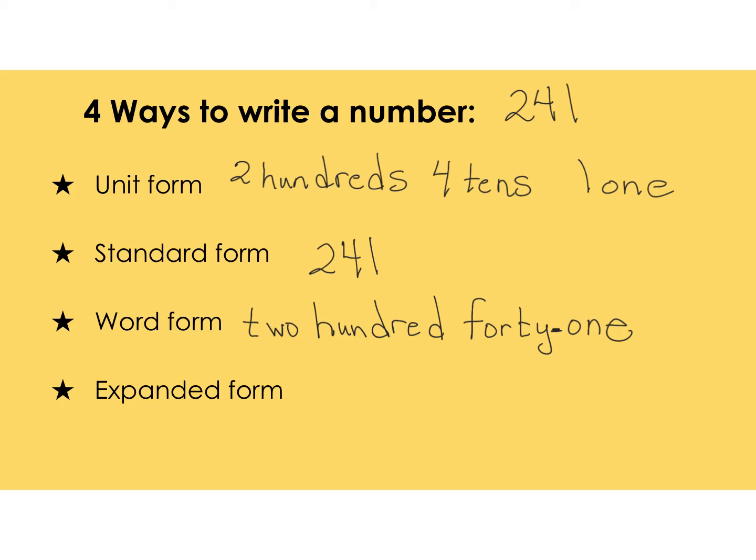Next, we have expanded form. That's where we just take each part and we expand it out into expanded notation. Let's take a look at that. So expanded form would be we have 200 plus 40 plus 1. That would be the expanded form of the number 241.